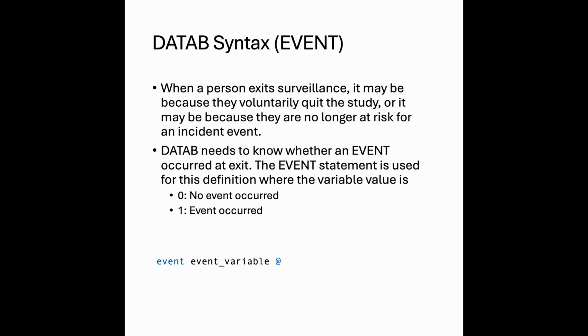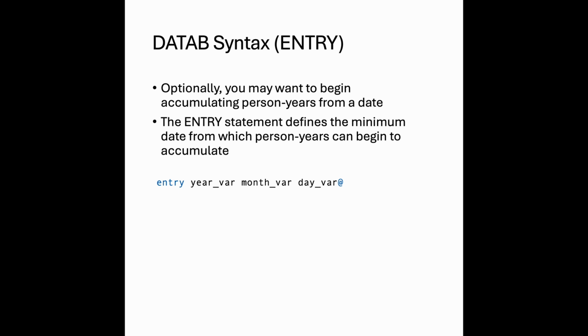While not shown in our example, it is often the case that you may want to begin accumulating person years from a particular date. Previously, we defined our study starting at age 50, but perhaps another constraint may be from age 50 and after a particular date. The entry statement defines the minimum date from which person years can begin to accumulate. Entry is the keyword, and then we provide year, month, and day values.